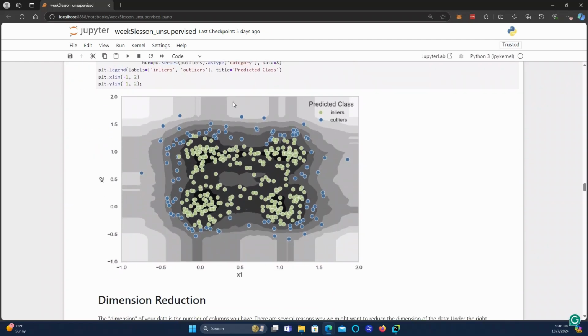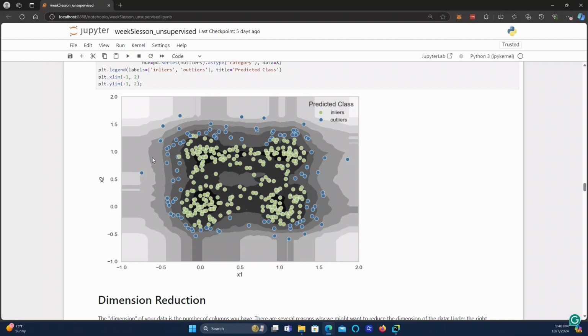So it thinks these green ones are the inliers. These are the normal data points. And these blue ones are the outliers. These are the weirdos that might be wrong. So if you were a fraud prevention guy, then you might look at these blue ones and say, hey, these need to be investigated. These might be fraudulent. These might be a security threat, whatever.